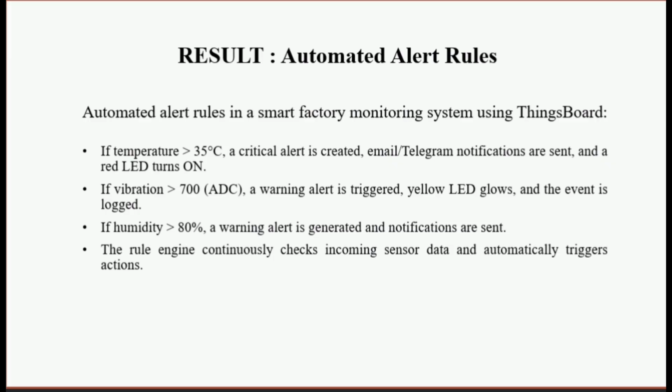Next alert sent is the vibration alert. If the vibration is more than 700, that is the ADC value, a warning alert is triggered. Yellow LED glows, event is logged. This helps to detect machine faults early. The next alert detected is the humidity alert. If the humidity exceeds 80%, a warning notification is sent, which is used for environmental setup monitoring.